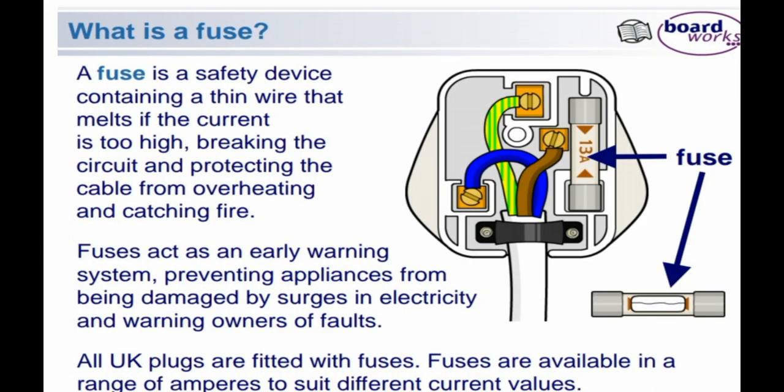This is a 3-pin socket where we will be having a fuse. How does the fuse work? A fuse is a safety device containing a thin wire that melts if the current is too high, breaking the circuit and protecting the cable from overheating and catching fire. The fuse acts as an early warning system, preventing the appliances from being damaged by a surge in electricity and warning the owner of a fault.